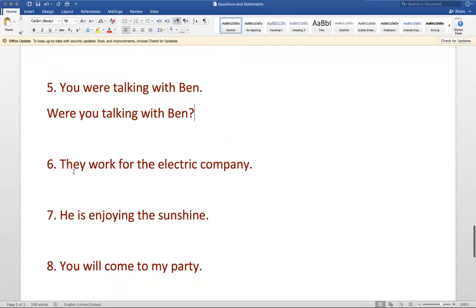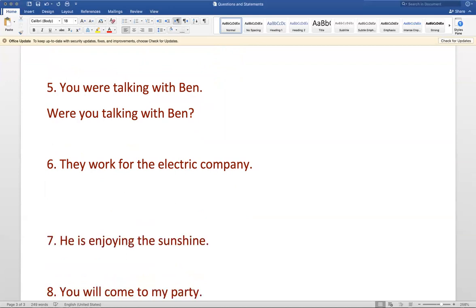Here it says they work for the electric company. We need to add another word. So we don't want to use does because does is for third person singular. And they is third person, but it's not singular, it's plural. So we use do. Do they work for the electric company?